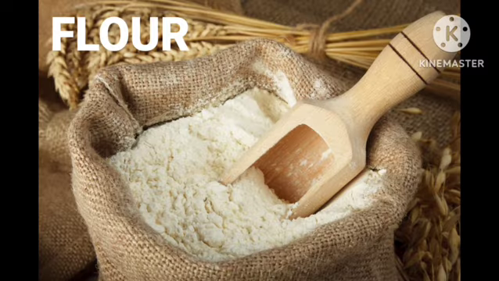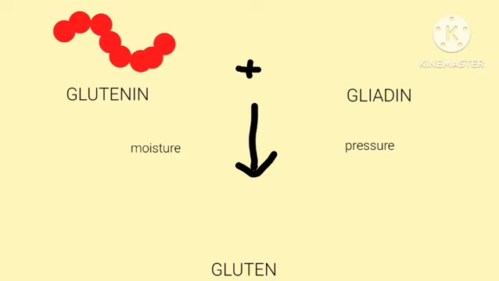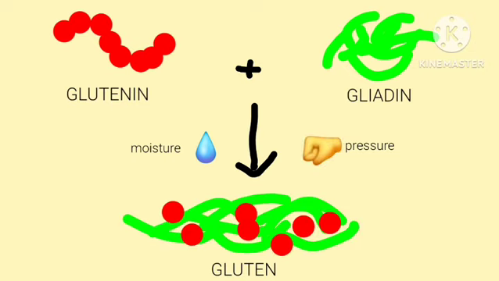Our first ingredient will be flour. Do you think flour naturally has gluten in it? The answer is no. What it actually contains are two separate proteins, glutenin and gliadin. When we add water and pressure, the proteins interact to form gluten.